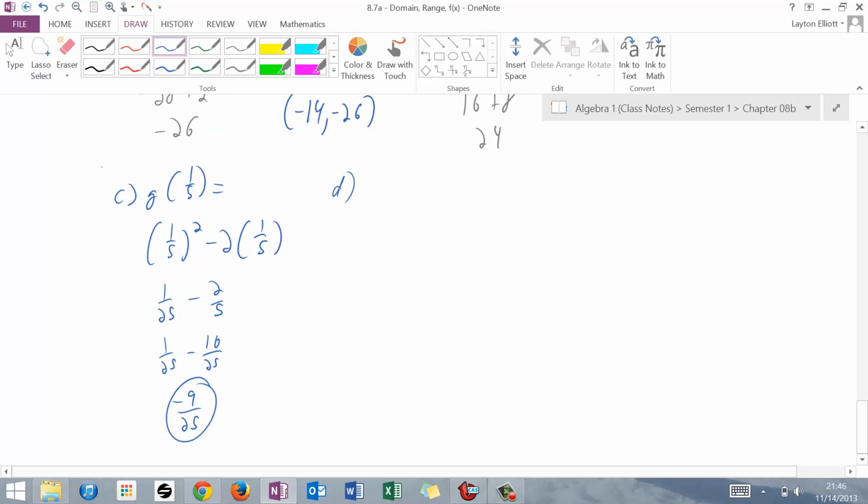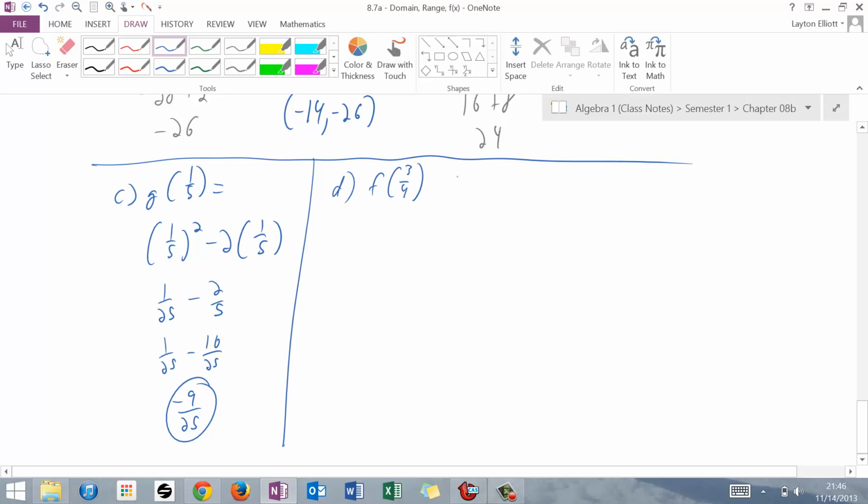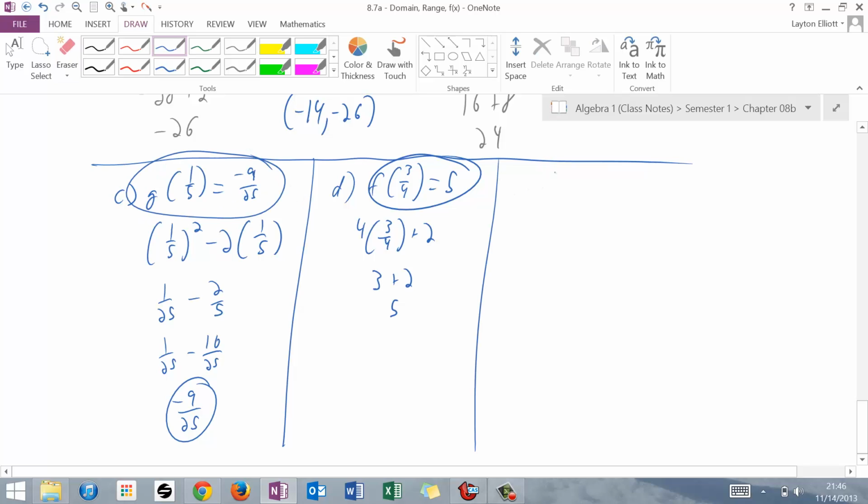Let's do another example. I'm going to sort of grid these out here. F of 3/4. Okay, so we're back to the f one, which was 4 times a number, and then plus 2. Well, 4 times 3/4 is 3, and 3 plus 2 is 5. So f of 3/4 is 5. I forgot to circle the previous one too, so let's write that down. Okay, that's good enough. Let's do another one.